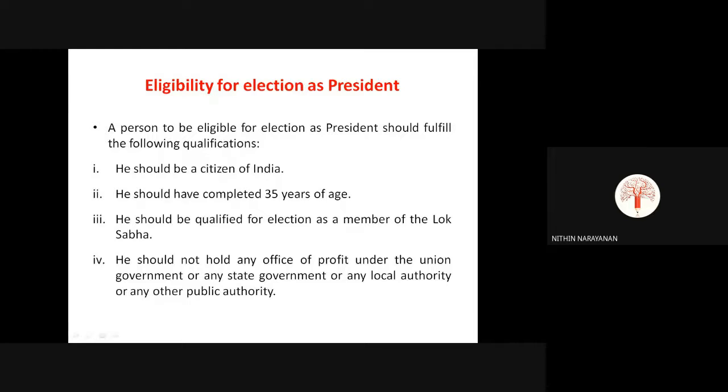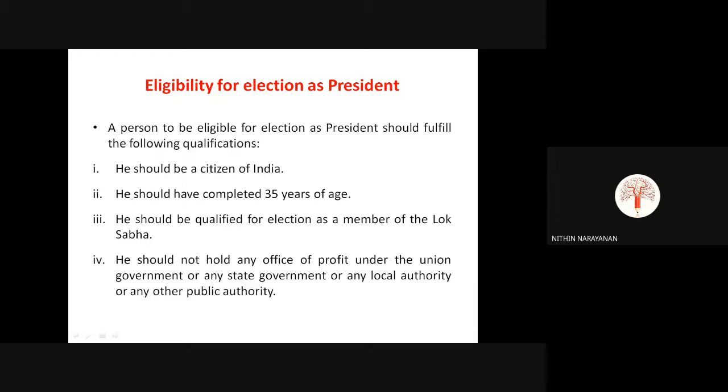A person to be eligible for election as President should fulfill the following qualifications. First, he should be a citizen of India. He should have completed 35 years of age. This topic is important: eligibility for election as President. You can expect short answer type questions on the eligibility of a President. He should be qualified for election as a member of the Lok Sabha. He should not hold any office of profit under the union government or any state government or any local or other public authority.